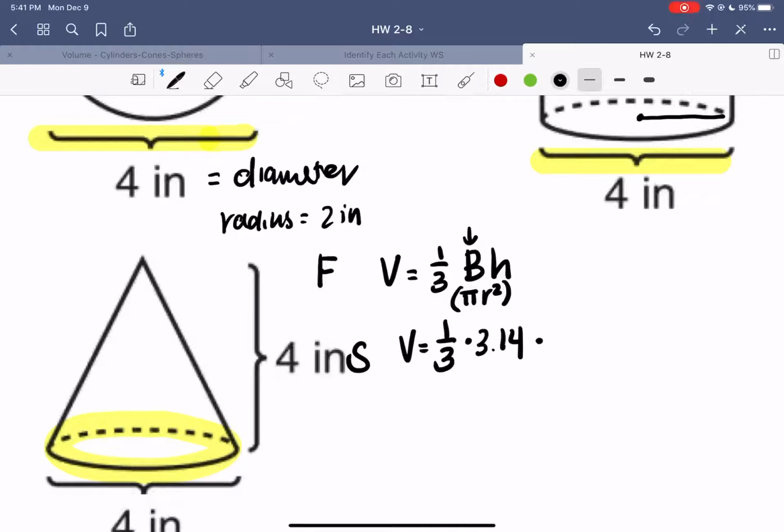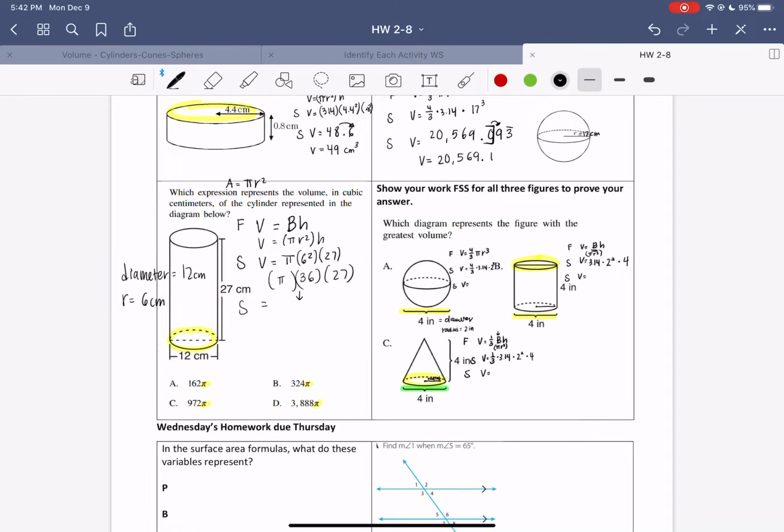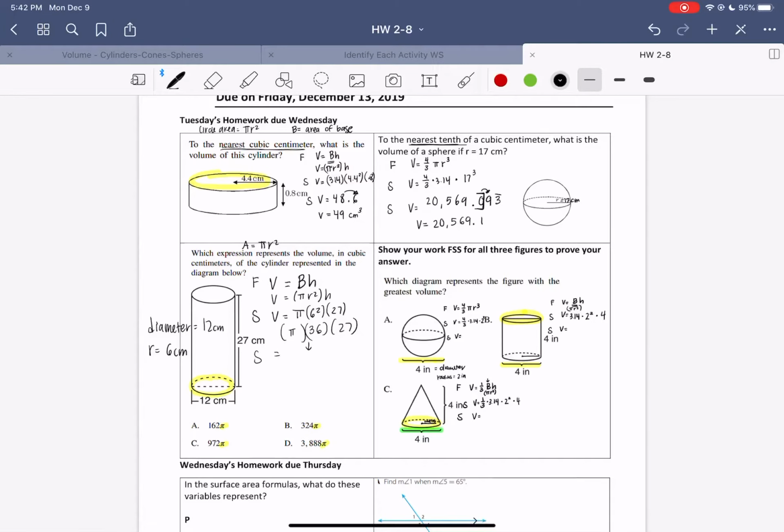Once again, they have given us this, which is our diameter. So once again, this is our radius. So our radius is going to be 2 squared, and then our height last is 4. And so for our solution, we're going to have V equals, when you multiply all those together. So that is our volume review.